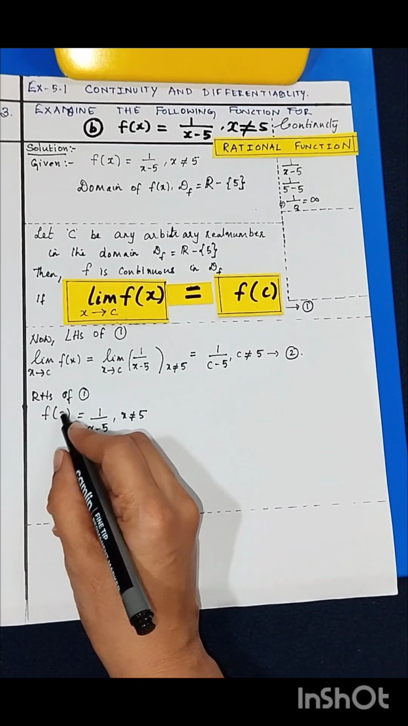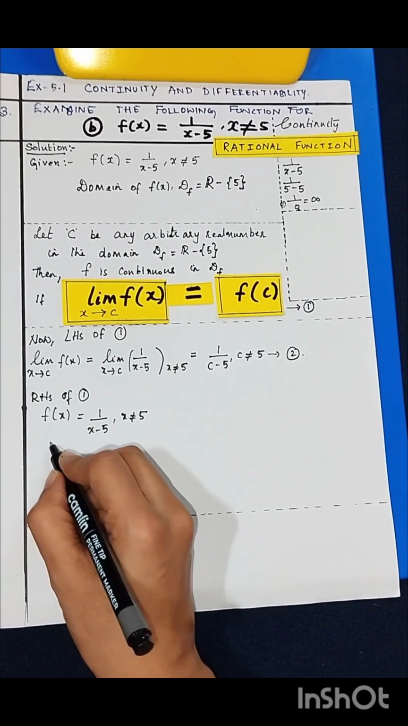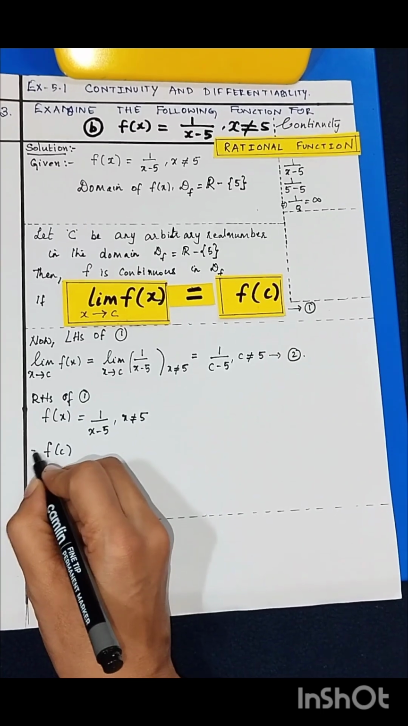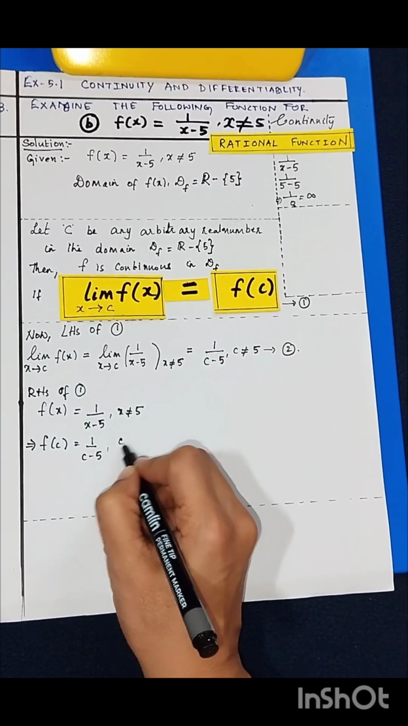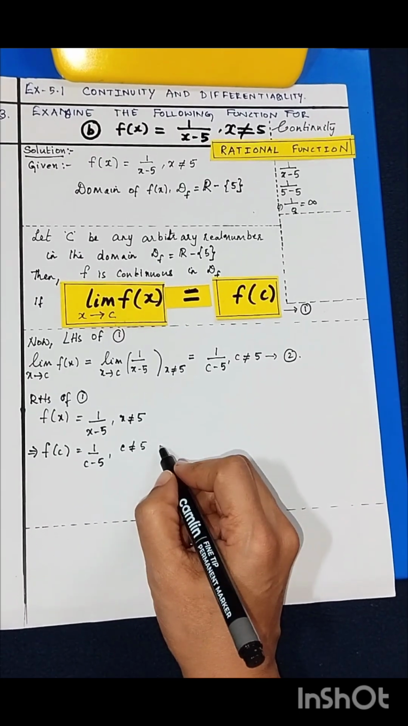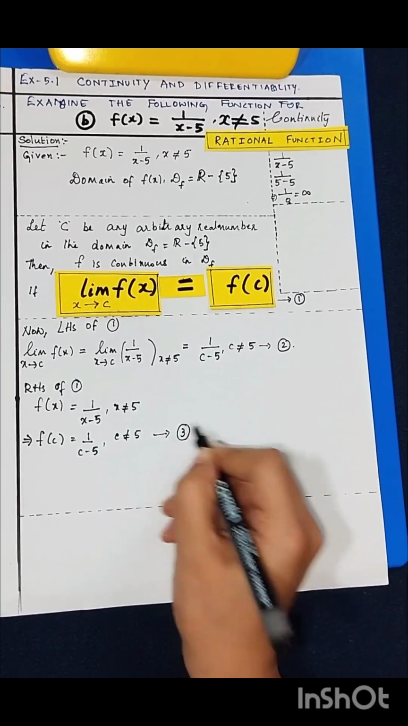If you substitute c in the place of x, that is f of c. So this implies f of c is equal to 1 by c minus 5, so c is not equal to 5. Let us label this as true.